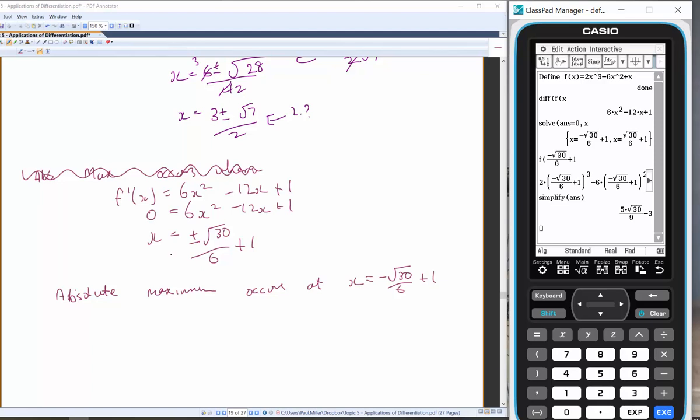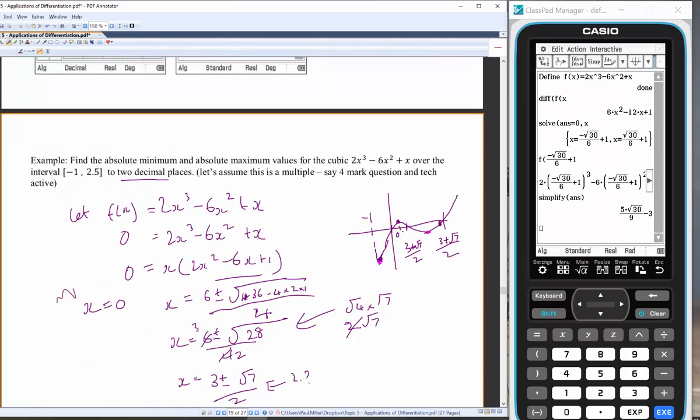which looks a lot nicer after a simp. So f of negative root 30 on 6 plus 1 equals 5 root 30 over 9 take 3. And let's just make sure that whoever's marking knows that this is the absolute max. All right, so there's our absolute maximum. So that occurs at this point here.